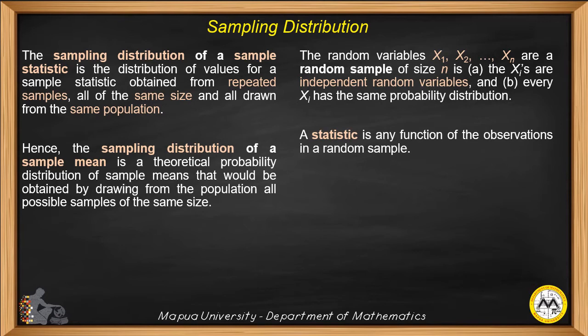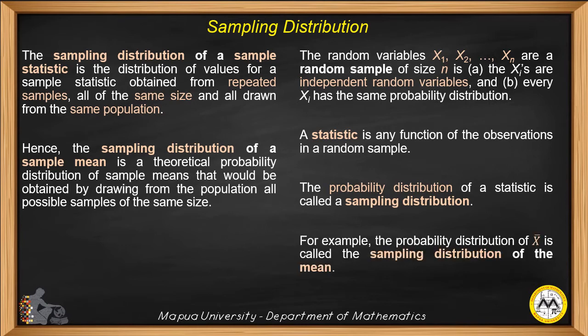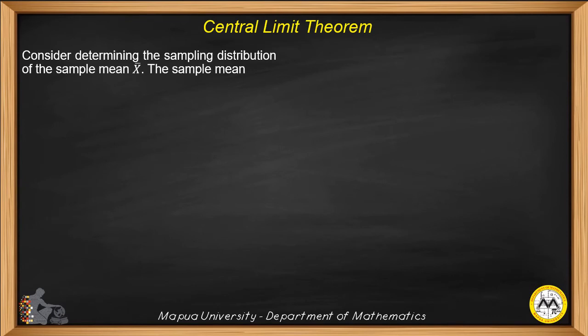A statistic is a function of the observations in the random sample. So it would be taken from a population. So the observation from the sample would be considered as a statistic. And the probability distribution of a statistic is called the sampling distribution. For example, if you're going to consider the statistic X bar, that would be the sampling distribution of the mean. So this is guarded by a certain theorem, the central limit theorem.